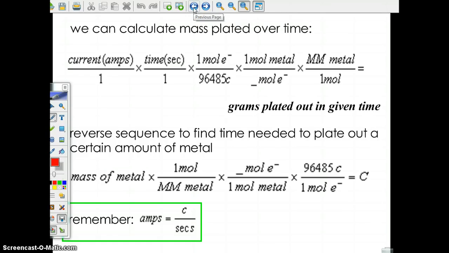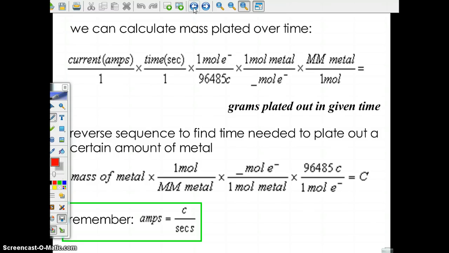We've been working with volts. Volts is going to be joules per coulomb. Coulomb's the unit of charge. Joules is energy. So volts gives us how much work we can do per charge. Whereas now we're working with amperes or amps. That gives us the charge that flows per second. So your time has to be in seconds.